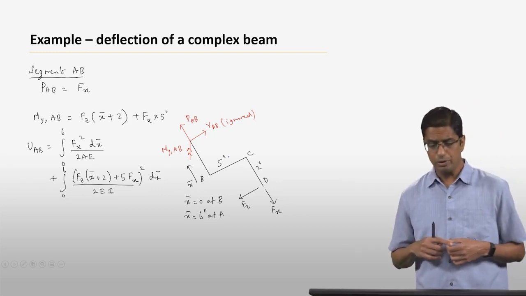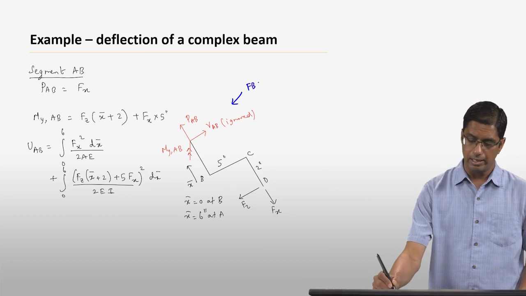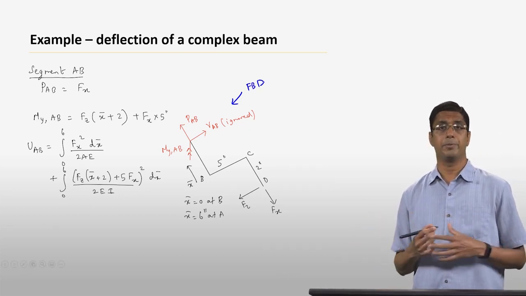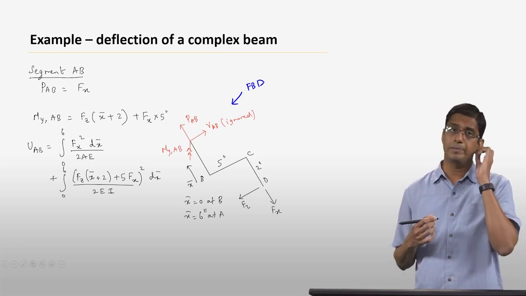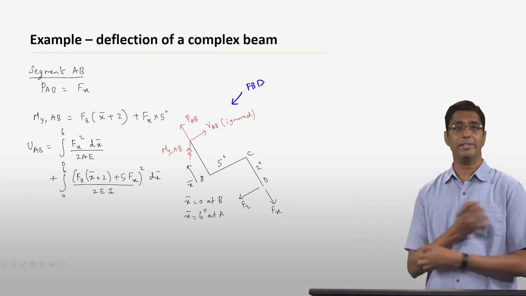Okay, so for segment AB, this is going to be the free body diagram. Okay, again, we are going to ignore the shear force. We are going to worry about only the axial force and the bending moment. Okay, the axial force in this case, again, very trivial. PAB is just going to be equal to Fx.